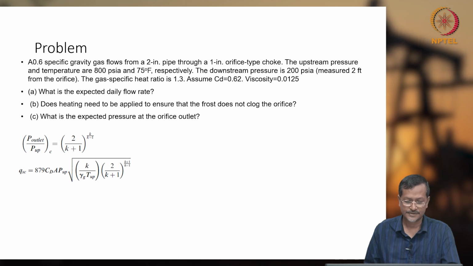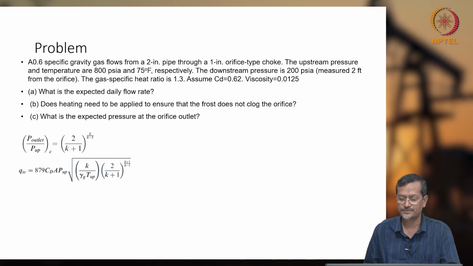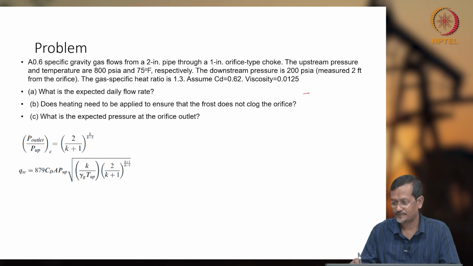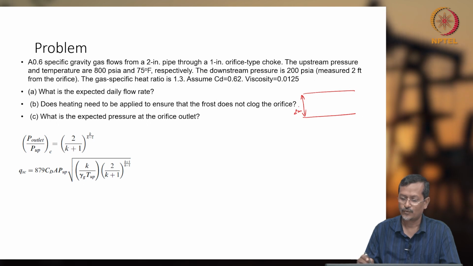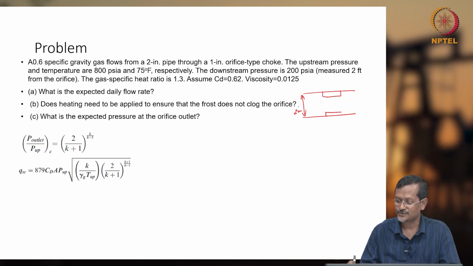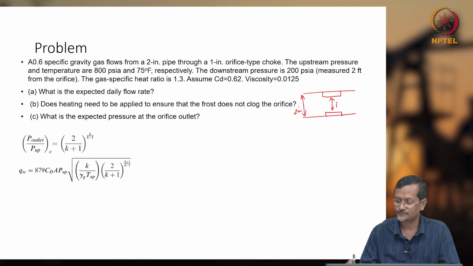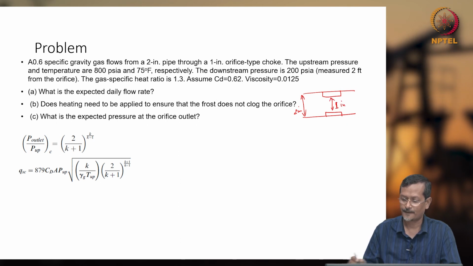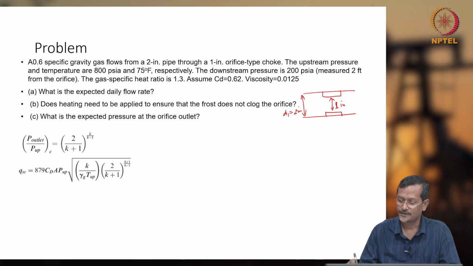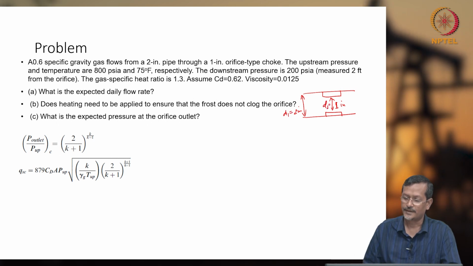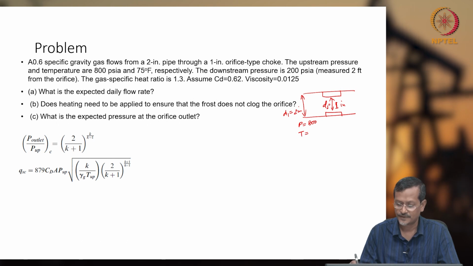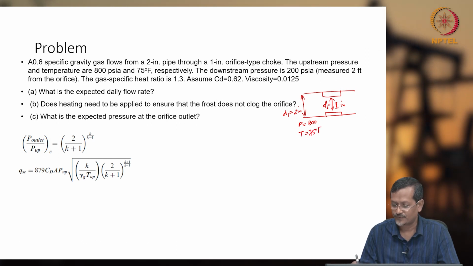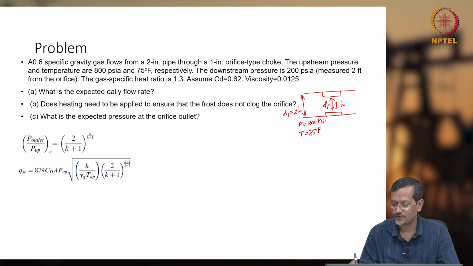A 0.6 specific gravity gas flows from a 2-inch pipe. So first draw the 2-inch pipe. This is 2-inch diameter. A 1-inch orifice type choke. That means I have a restriction, and this is 1 inch. So D1, D2. The upstream pressure and temperature: upstream pressure is given, P equals 800 PSI. Temperature is given, 75 degree Fahrenheit. I should write the unit also.